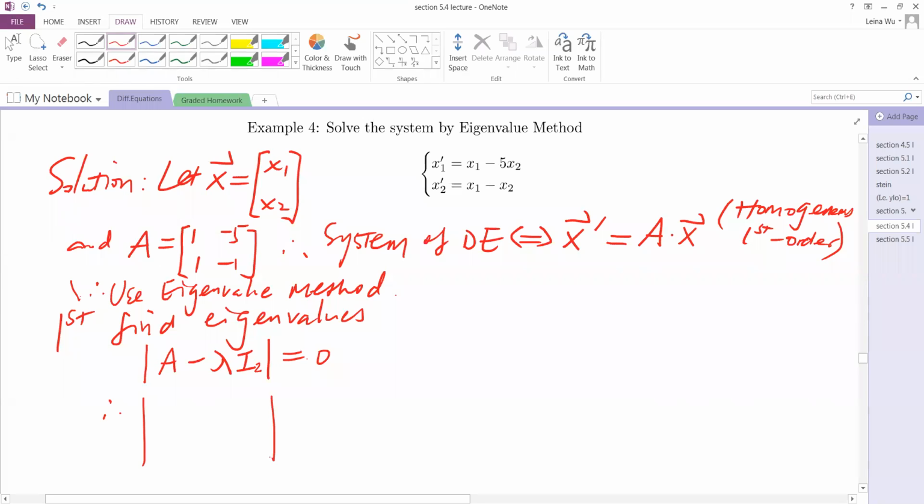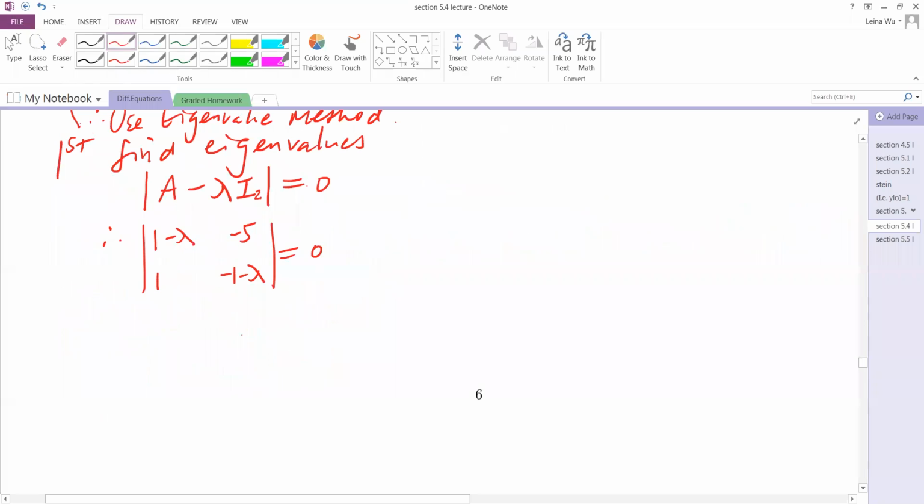Therefore, we should have 1, -5, 1, -1, and we've said you can just subtract the lambda from the main diagonal entries. So we have 1 minus lambda, -5, 1, -1 minus lambda. Okay. All right, this is only a 2 by 2 determinant, so it's pretty easy, right? Just cross multiply, so you have 1 minus lambda times -1 minus lambda, subtract -5 should equal 0.